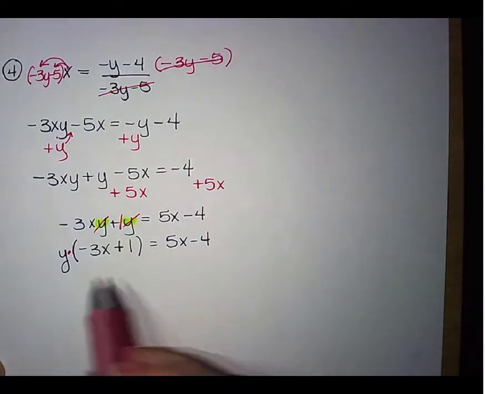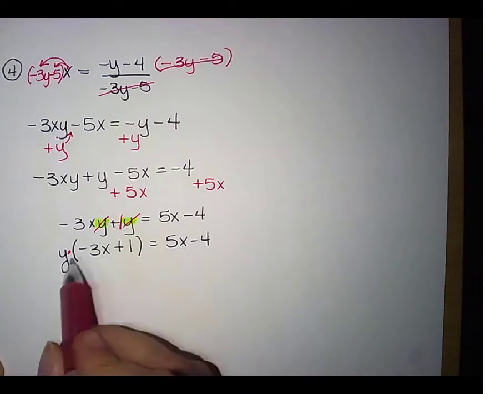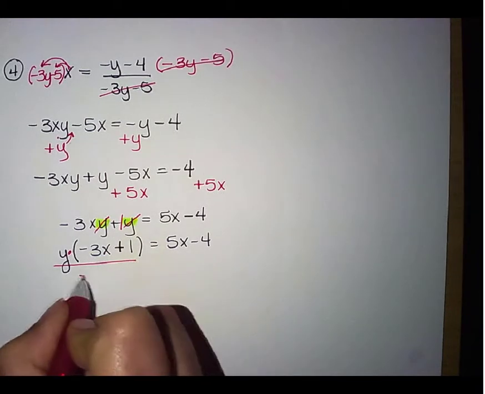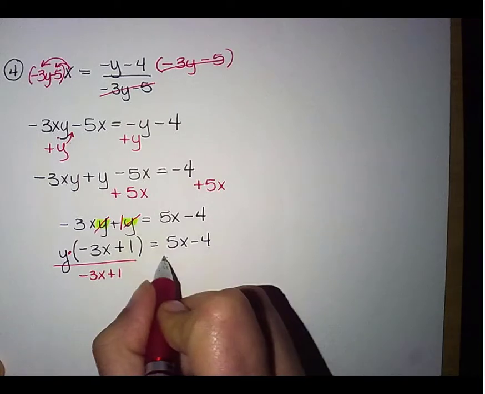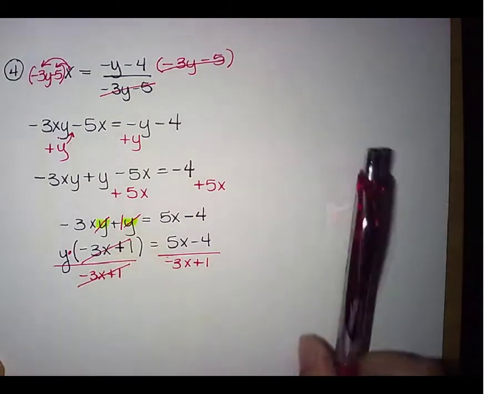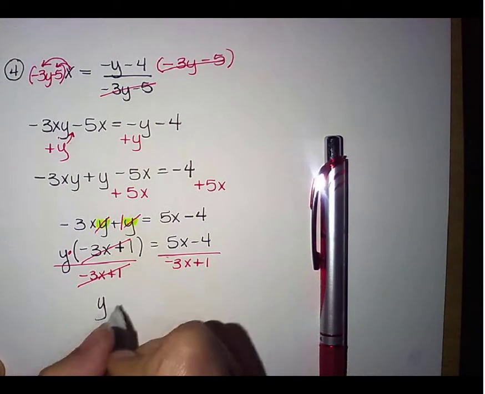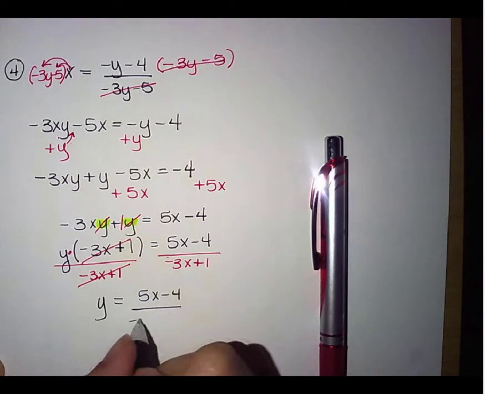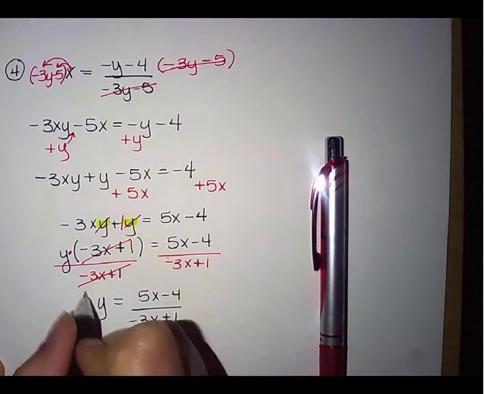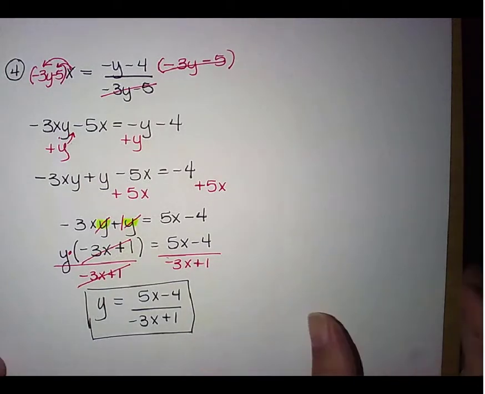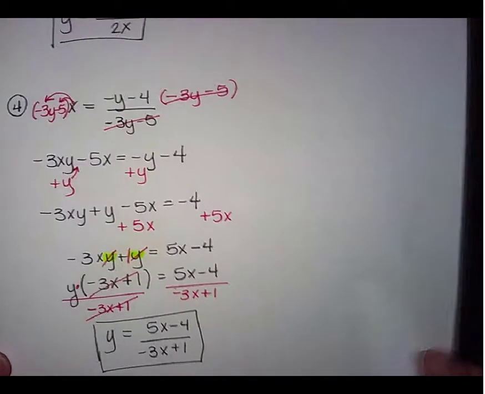So if I'm multiplying y times negative 3x plus 1, and I want to solve for y, that means I want to get rid of this whole parentheses. So we're going to divide by negative 3x plus 1 on both sides. Over here on our left, these guys are going to cancel each other out, and you're going to be left with y equal to 5x minus 4 over negative 3x plus 1, and this would be our answer for solving for y. And I know that one can be a little bit confusing, so I went ahead and gave you guys a second example for that one on number 5 here.